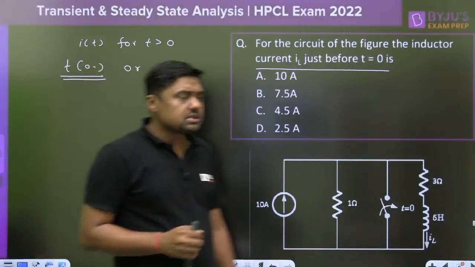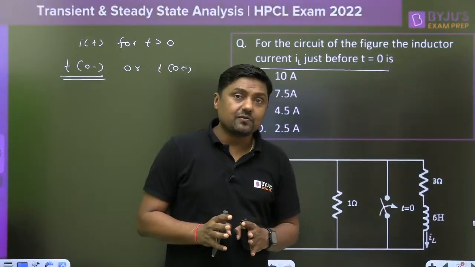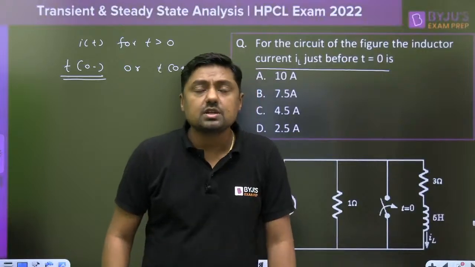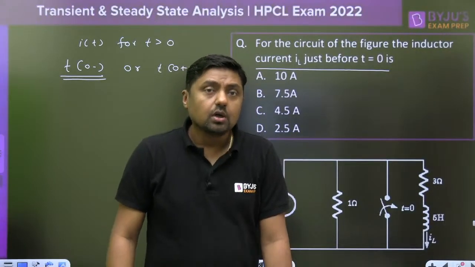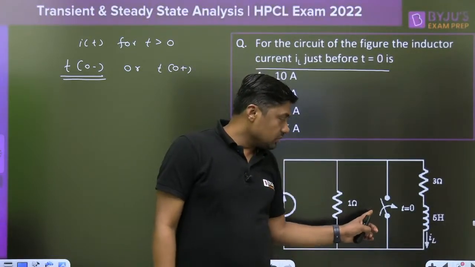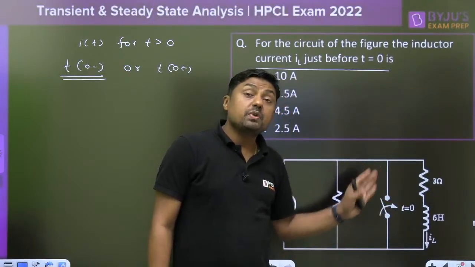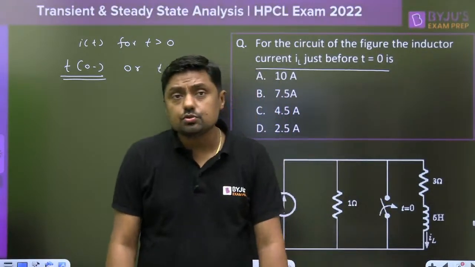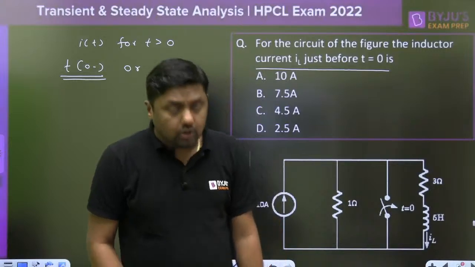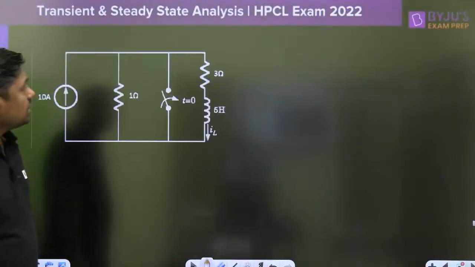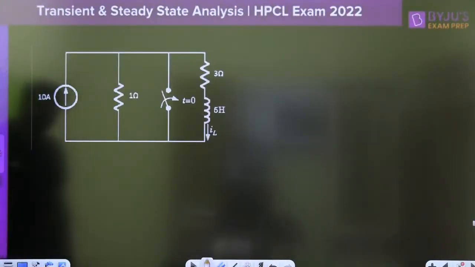So this question is just simply find the current just before the switching. Just before the switching. Watch this arrow. Now exactly at t equal to 0, the switch will be closed. Means before 0, what about the switch? Switch is open. Then what will be the current in this circuit? So how to find the current?